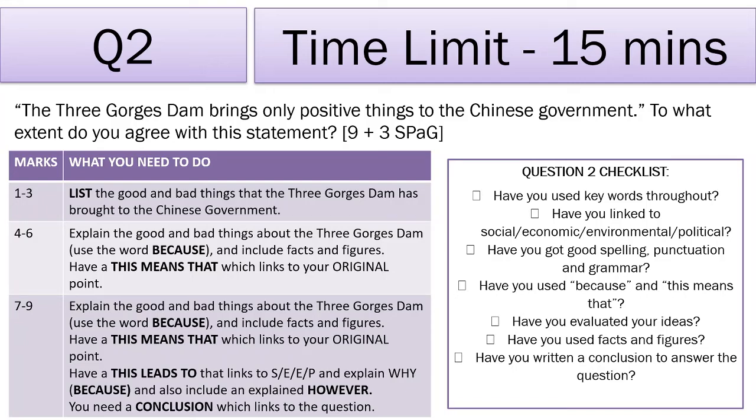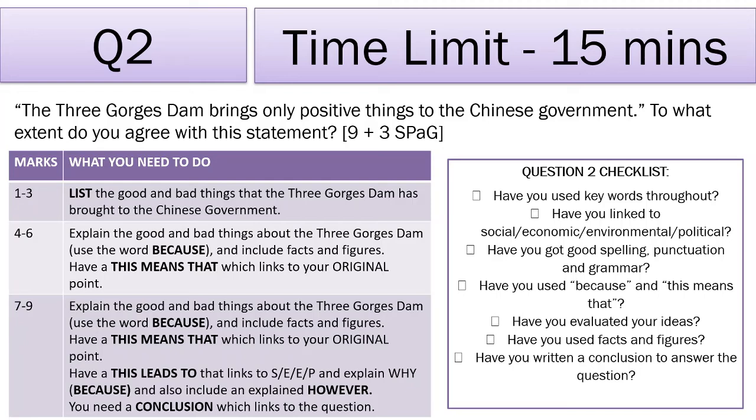Again, you've got a question 2 checklist. Have you used keywords throughout? Have you linked to SEEP, social, economic, environmental, political? Have you used good spelling and grammar? And I've already gone through that with you. Have you used because, this means that? Have you evaluated your ideas? So have you said why it was a problem, or why it could be, or how it could be improved? Facts and figures. So if you're going to tell me houses have been destroyed, how many houses have been destroyed? And remember to write your conclusion.